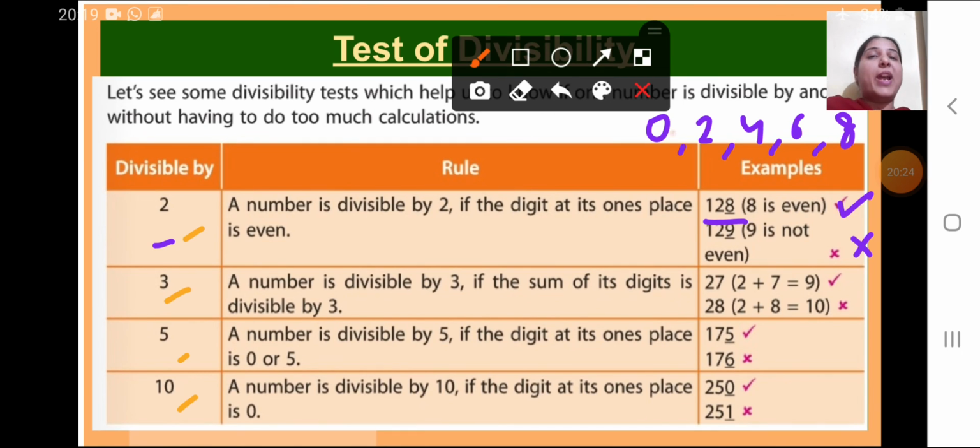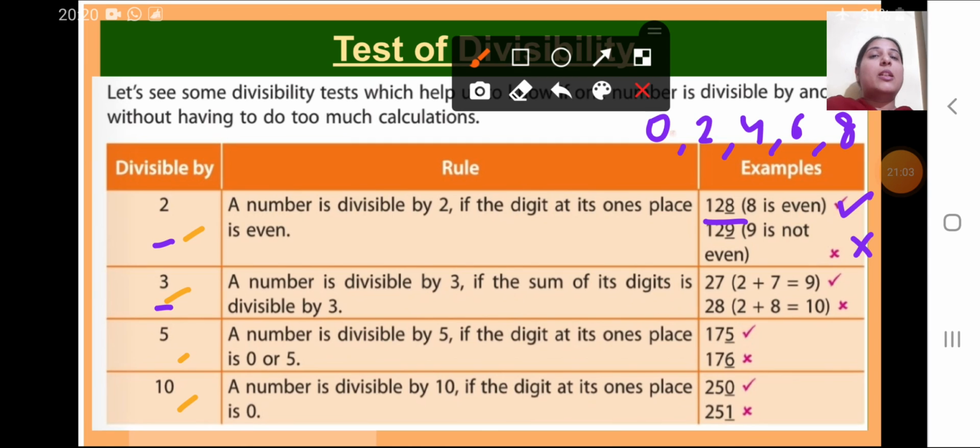Now, if you have to find whether a number is divisible by 3 or not, you have to find the sum of the digits of that number. Like here you can see number 27. If you add 2 and 7, you will get 9. And 9 is divisible by 3. It means 27 is divisible by 3. And if you see number 28, you add 2 plus 8, you will get 10. And you don't get 10 in the multiplication table of 3. So it is not divisible by 3.